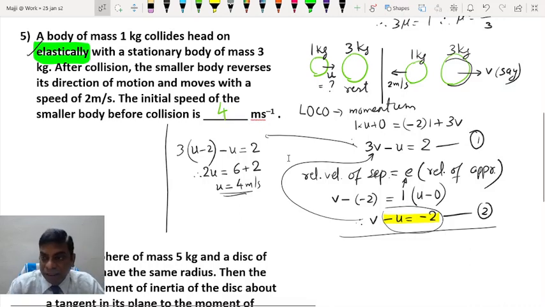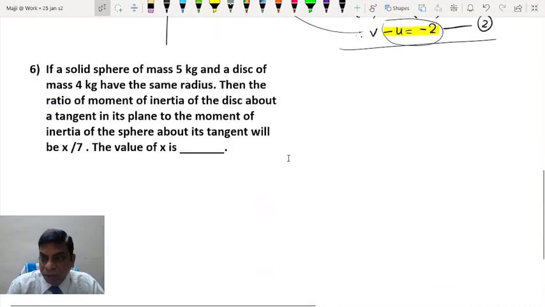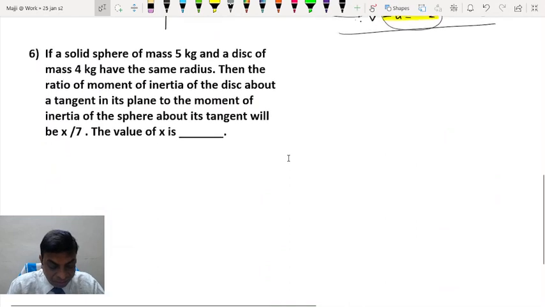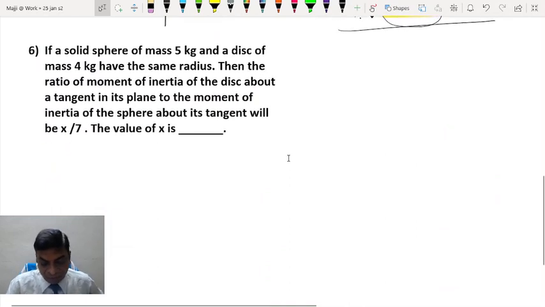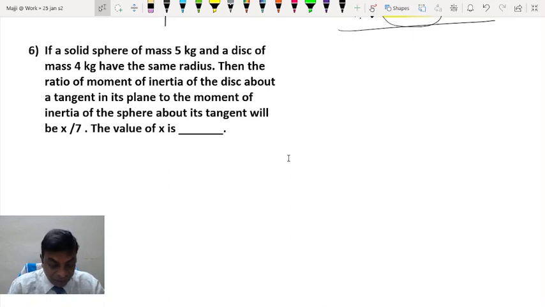I hope that is clear. Then moving to the next question, that is question number 6. A solid sphere of mass 5 kg and a disk of mass 4 kg have the same radius. Then find the ratio of the moment of inertia of the disk about a tangent in its plane to the moment of inertia of the sphere about its tangent.